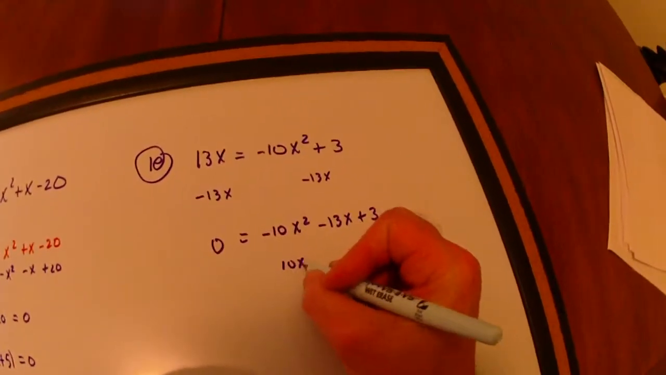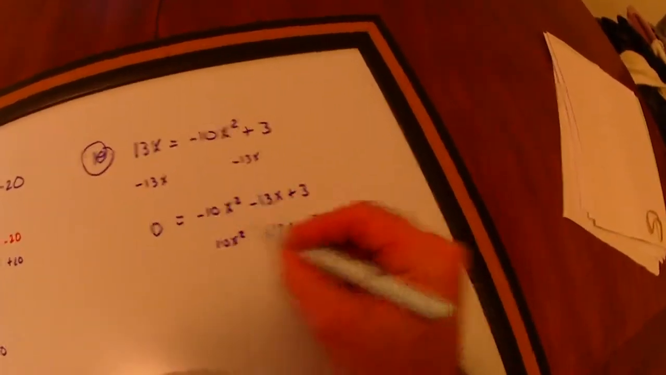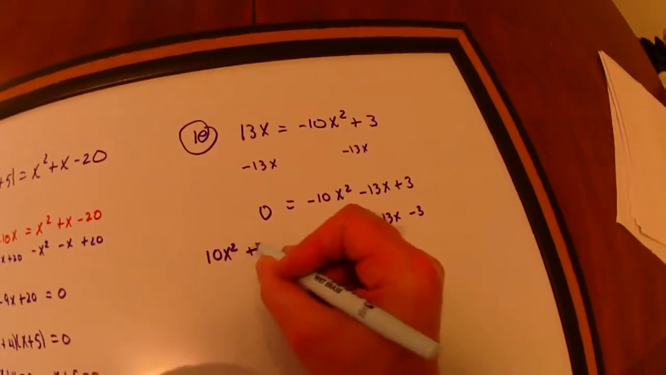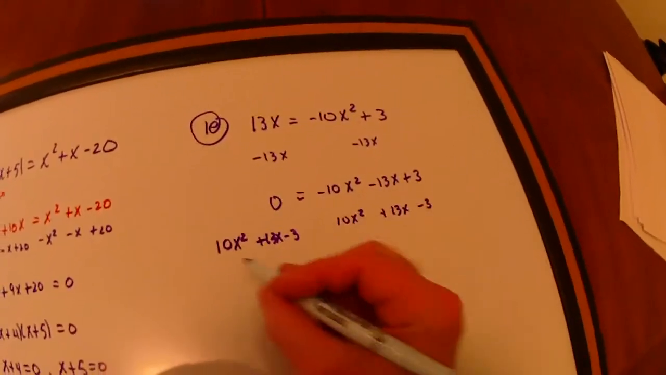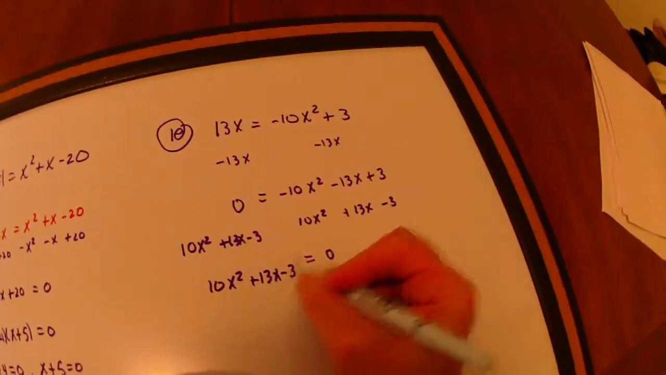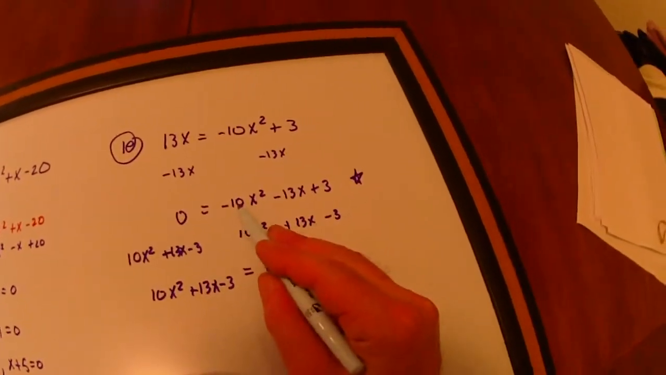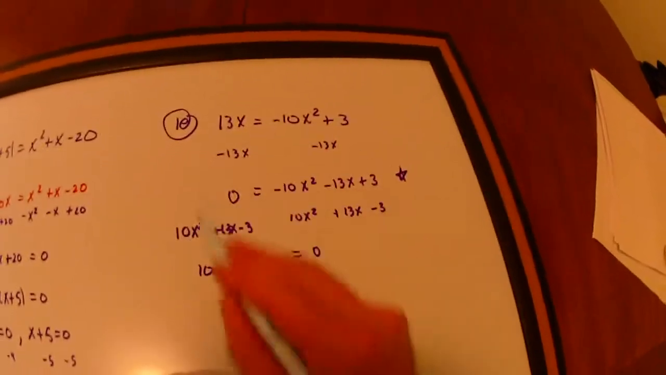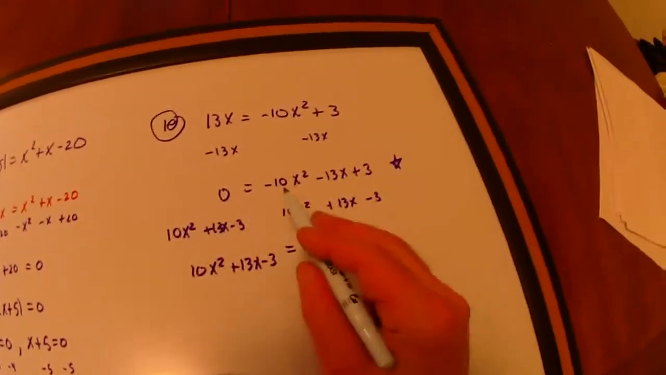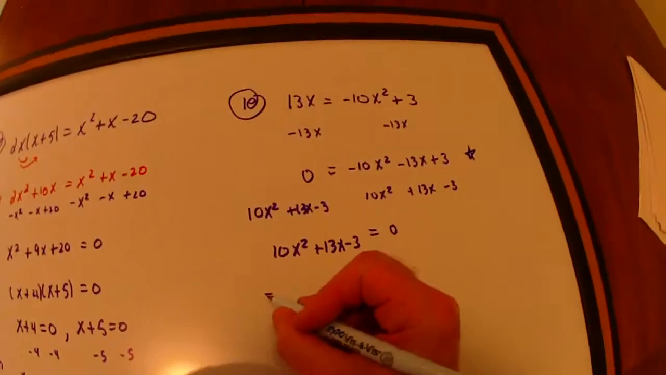If you were to add 10x squared, add 13x, and subtract 3, you're going to get 0 over here. If you do that on the other side, 10x squared plus 13x minus 3, then that's what you're left with. So notice that up here you have 0 on the left and it's negative, negative, positive. And if you do this, it ends up on the other side as positive, positive, negative. Now, I would always do this if I have a negative number here. It makes the factorization much easier.